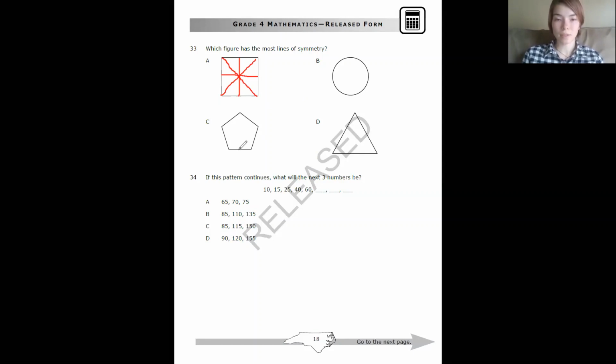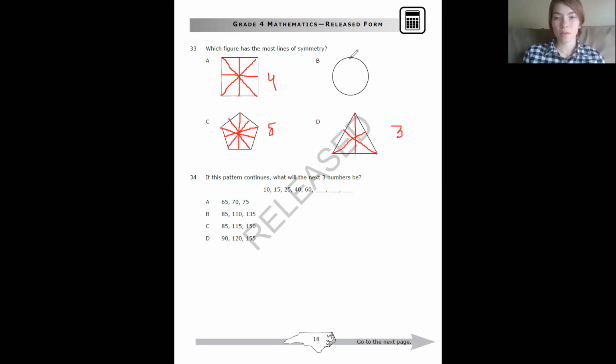If we look at this pentagon, we can draw a line of symmetry through each of these points. And altogether, it has 5 lines of symmetry. If we look at this triangle, we have, again, a line of symmetry through each of these points, and it has 3 total lines of symmetry. So here we're at 3, 4, 5.